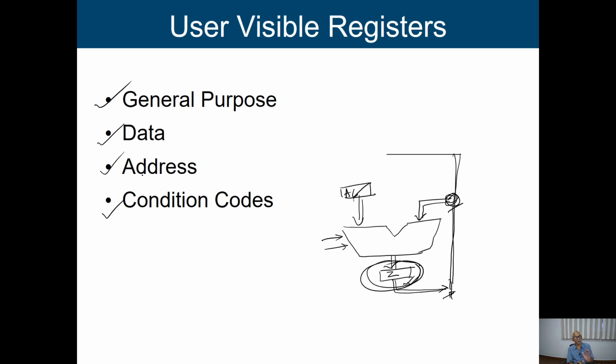But if I say that it is a data register, in that case we can only store data. Whatever we have stored in this register will always be treated as data. Some registers will be treated as address registers. So whatever information we put in the address register will always be treated as an address. And we have some condition codes. We will discuss these condition codes in this lecture itself.